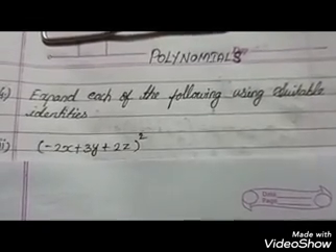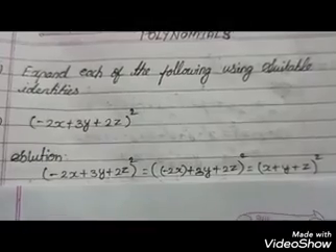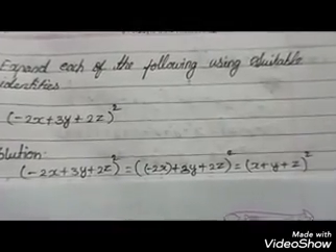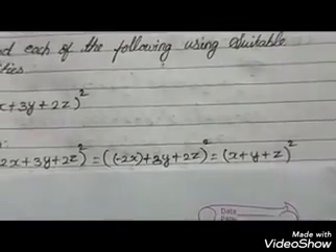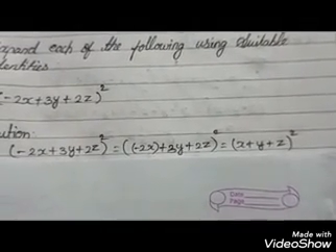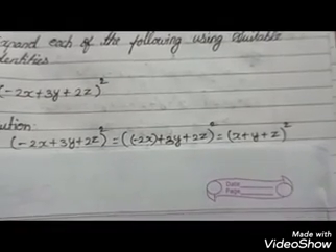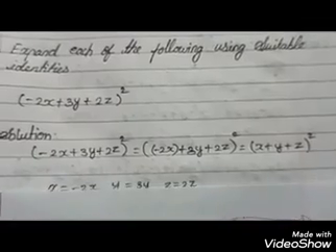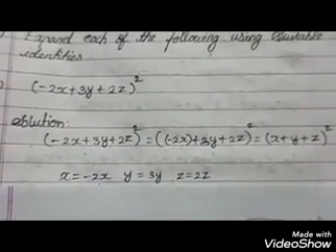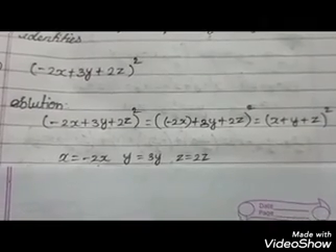So already you know that this one can be written as minus in the bracket, minus 2x plus 3y plus 2z, which is equal to x plus y plus z whole square. So one by one we need to find out the value, what is x and what is y and what is z. Next we move on to the expansion. So x is equal to minus 2x, y is equal to 3y and z is equal to 2z.